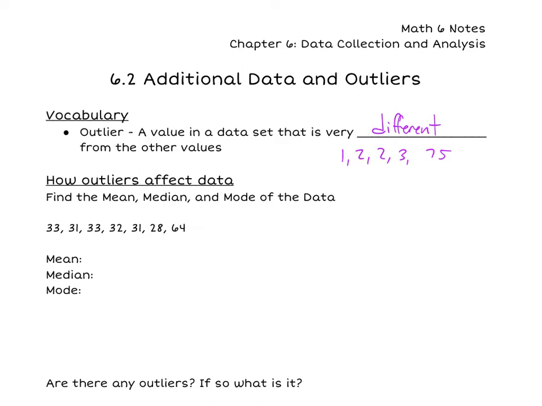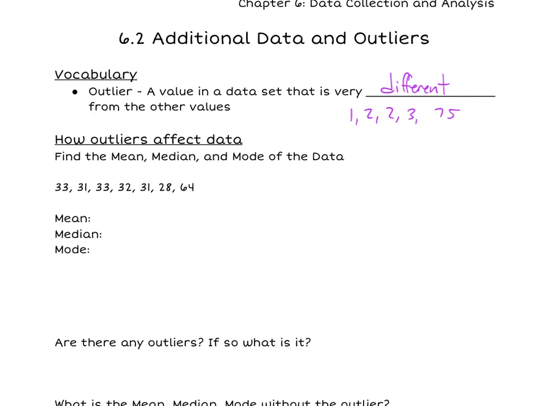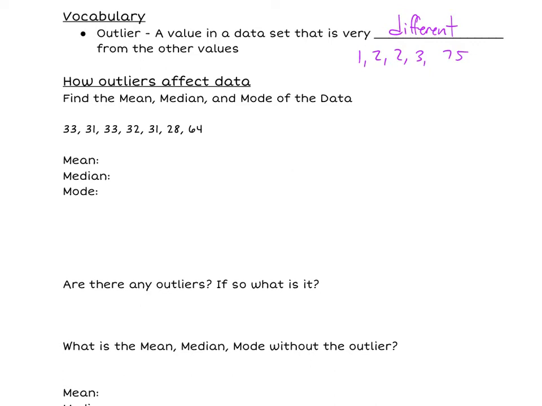So how do outliers affect data? Affect would be how does it change, or how does it make your results look different? I'm not going to make you do these calculations, but in the book they may ask you to find the mean, median, and mode of a set with an outlier and without an outlier. So first off, before we do this, are there any outliers, do you think, in that data set?